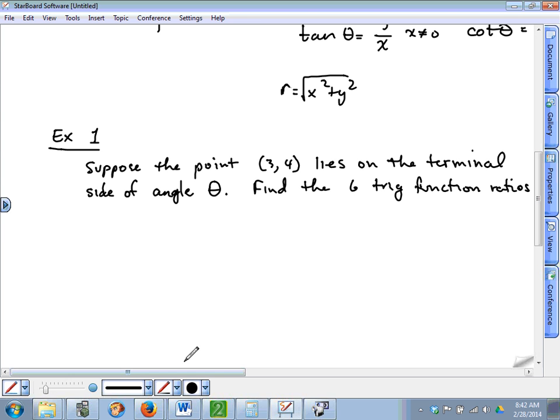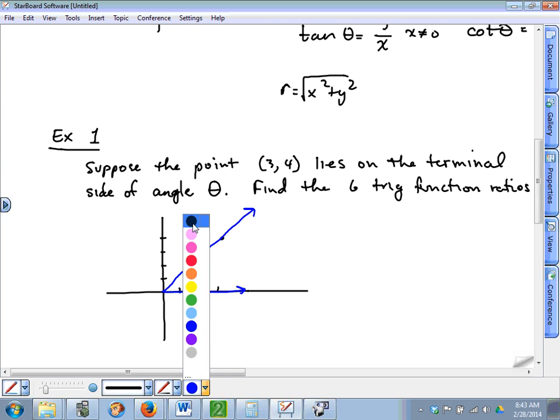You don't necessarily have to draw this out, but initially it might help. So if you have a graph, find the point (3, 4), and draw your angle such that the terminal side goes right through that point. Might help you to visualize. You could even draw a triangle if you want to.